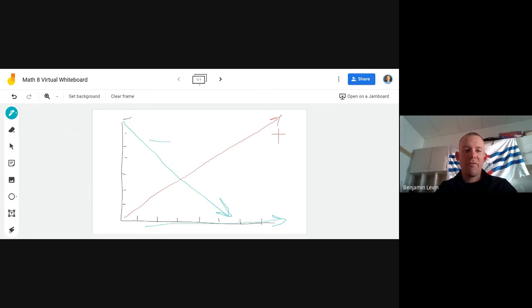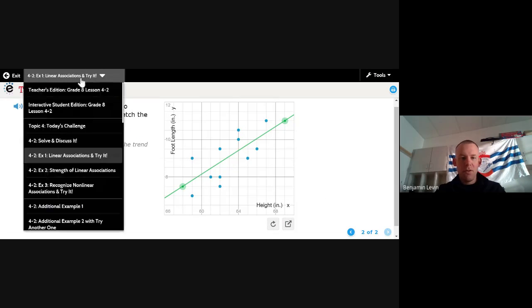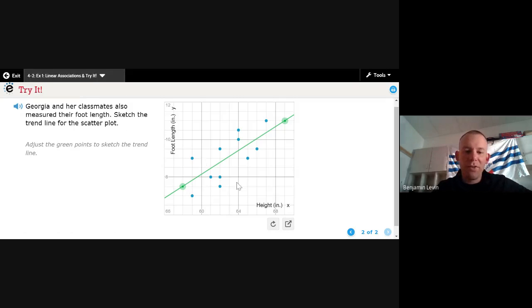Let's go on to the next problem here and see what they have for us. Before I go on, notice one thing here too. Notice how I picked 2 points on here that cross at grid lines. Why do you think I did that? I picked 2 points that cross at a perfect grid line intersection. Why would I have done that?